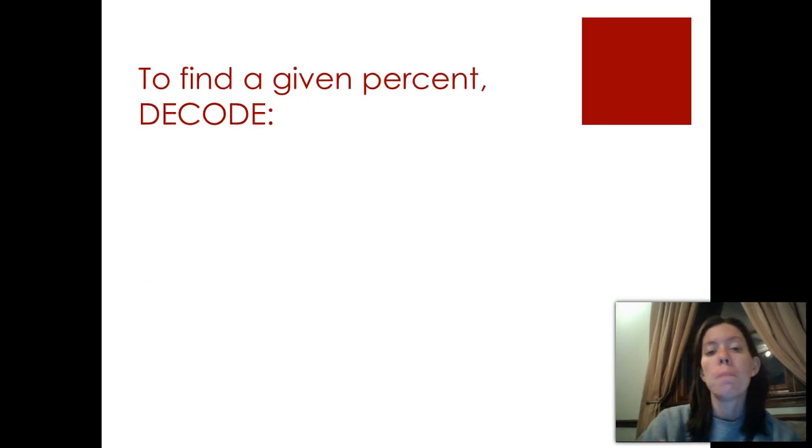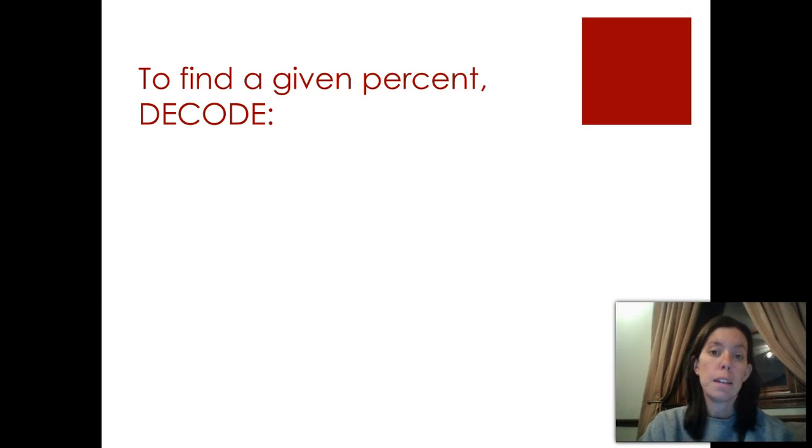So this next piece of the notes is how to find a percent. And some of you have been taught ways of doing this already. I like to do this by what I call decoding. So I'll show you my version. If you like it, you can use it. If you know a different way that you like better, we can talk about that as well.